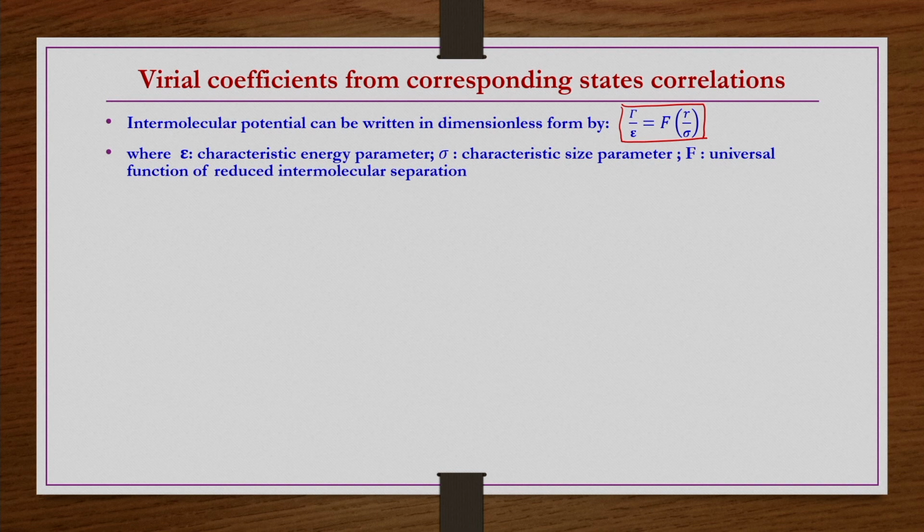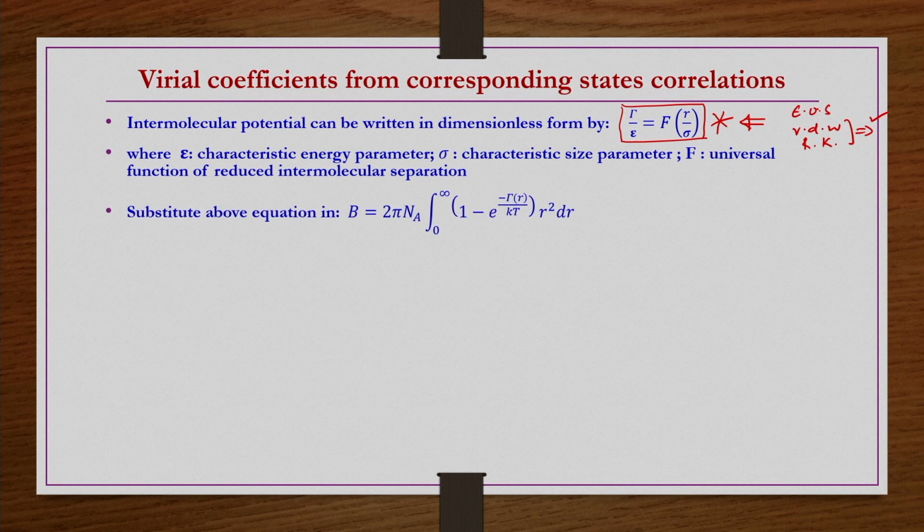According to this corresponding states theory, we have developed several equations of state, like the van der Waals equation of state and the Redlich-Kwong equation of state, in reduced coordinates. Now, if we apply a similar concept to the virial equations and obtain dimensionless virial coefficients, what can we get? That is what we are going to see here.